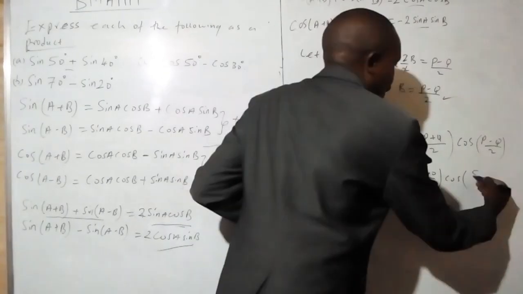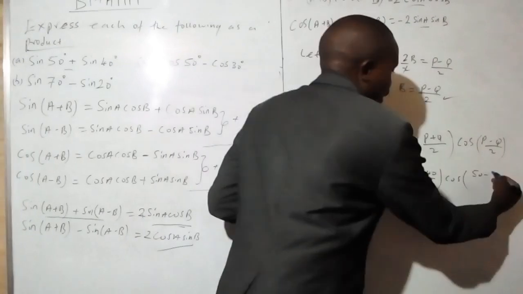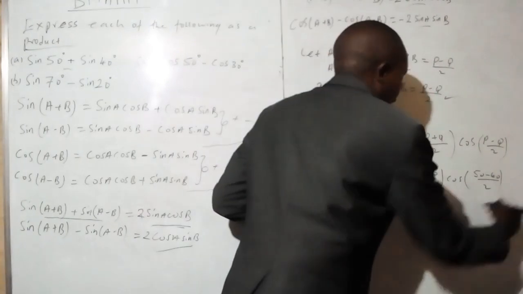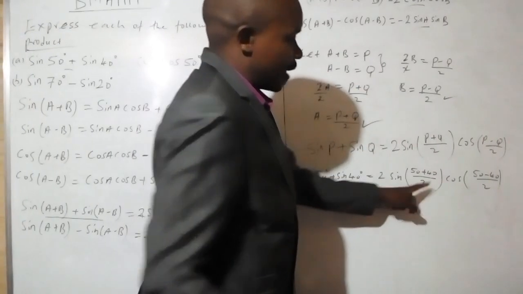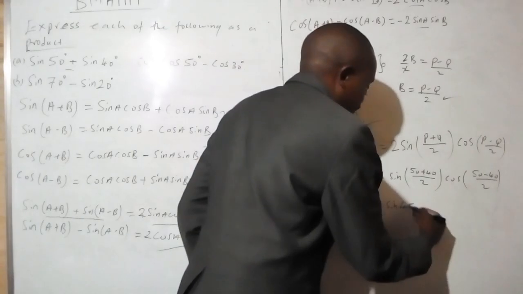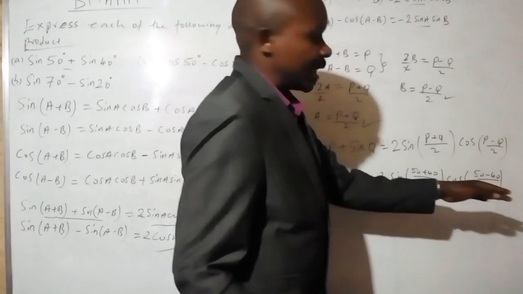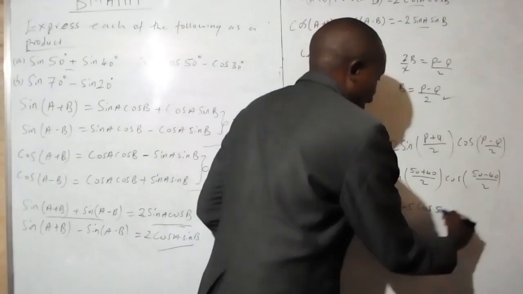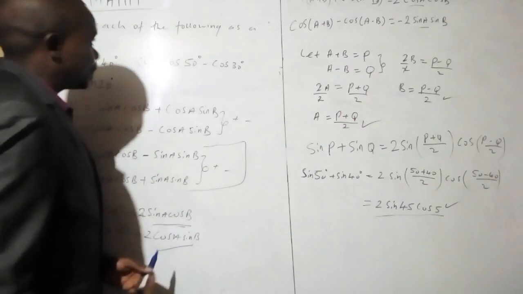Why is our Q? Our Q is 40 minus 40, you divide by 2, to have 2 sine of 50 plus 40, it's 90. 90 divided by 2, it's 45. Then cos of 50 minus 40 is 10. 10 divided by 2, it's 5. And that's how you are supposed to solve that question.